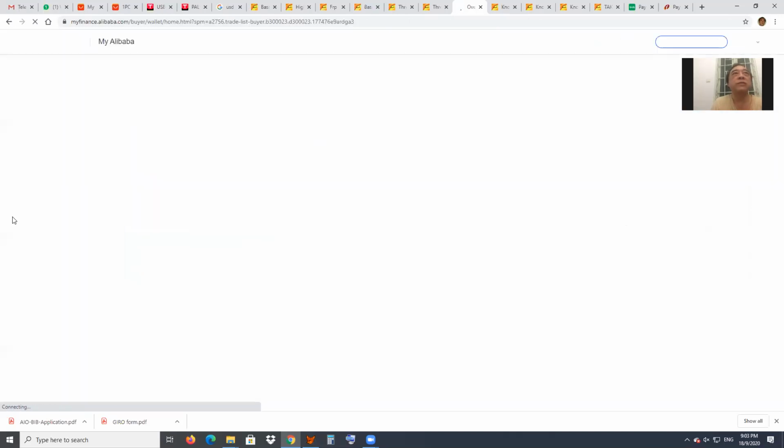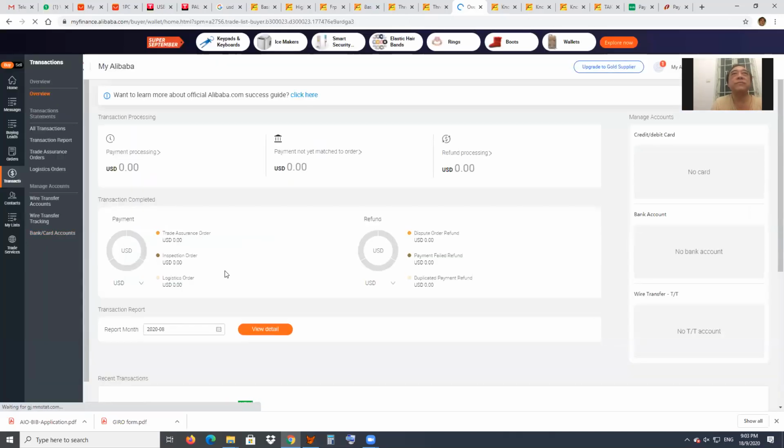Then transactions, nothing, because I didn't buy anything. I did buy from Alibaba vendors. Okay, but I only bought through Trade Assurance once.